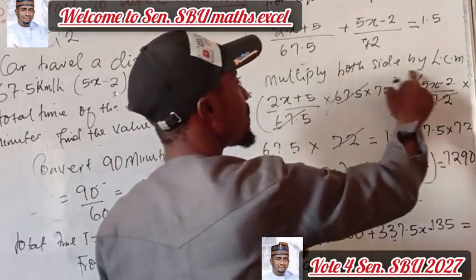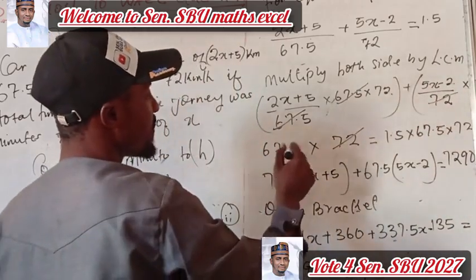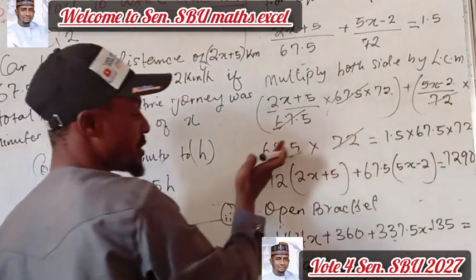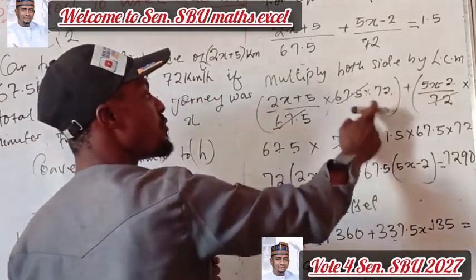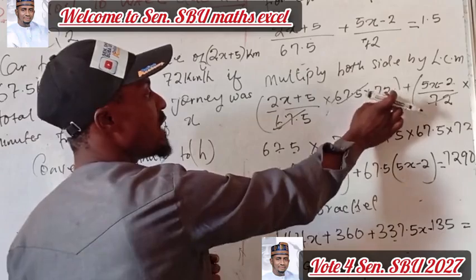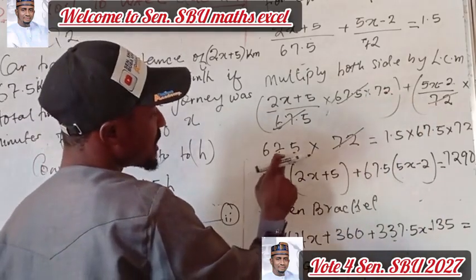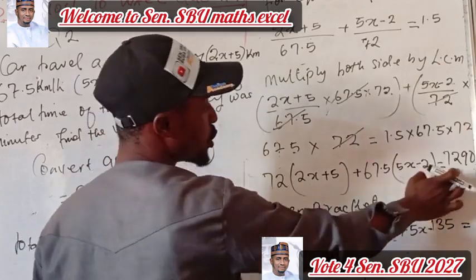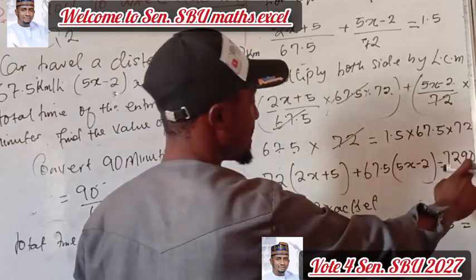Multiplying both sides by the LCM, we say times 67.5 times 72. Here 72 cancels 72, so we are left with 67.5 here and 72 there. Therefore, we have 72 times (2x + 5) plus 67.5 times (5x - 2), which brings us to this step, equals 1.5 times everything here, giving 7,290.